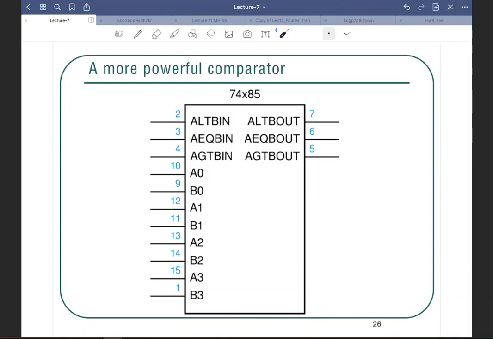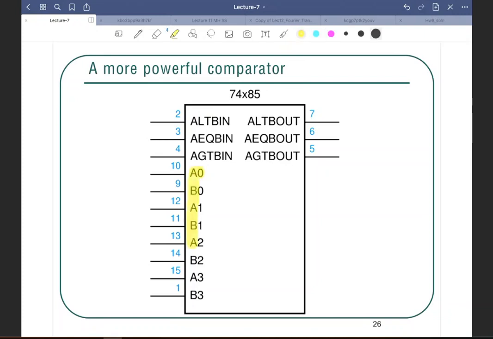All right, let's try this again. So what we have here is a more powerful comparator from earlier. Why is it powerful? How can we use this to compare more bits? So that's the question. We have the new inputs over here.